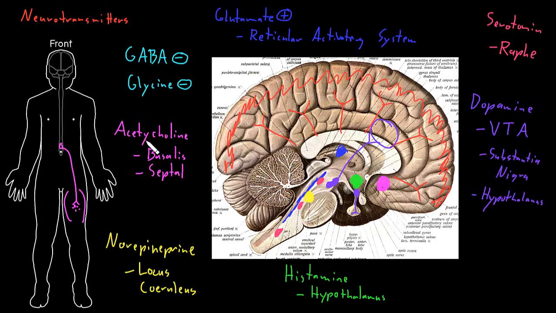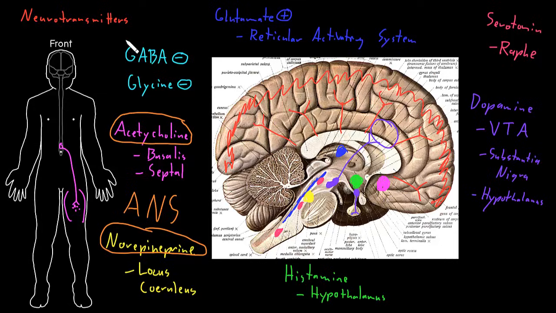But acetylcholine is also involved in the function of the autonomic nervous system. Let me just write ANS for short, for autonomic nervous system. And most of the neurons of the autonomic nervous system release acetylcholine as their neurotransmitter, and a smaller number of neurons of the autonomic nervous system release norepinephrine as their neurotransmitter.